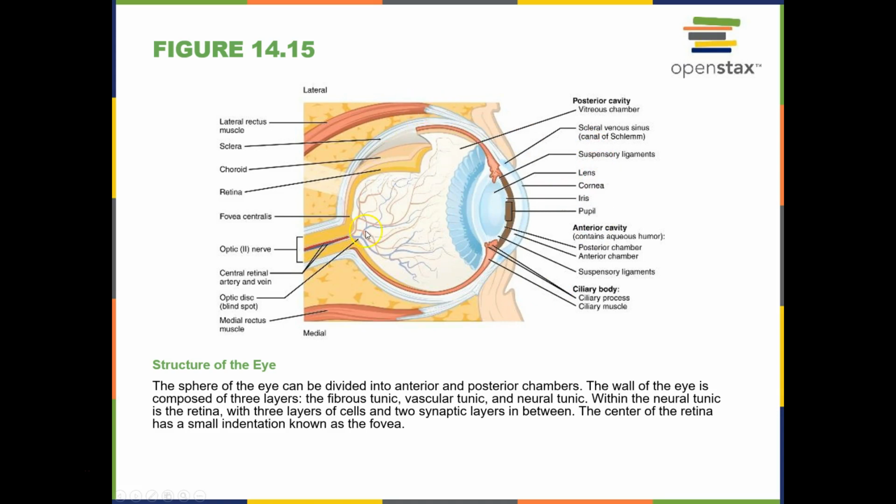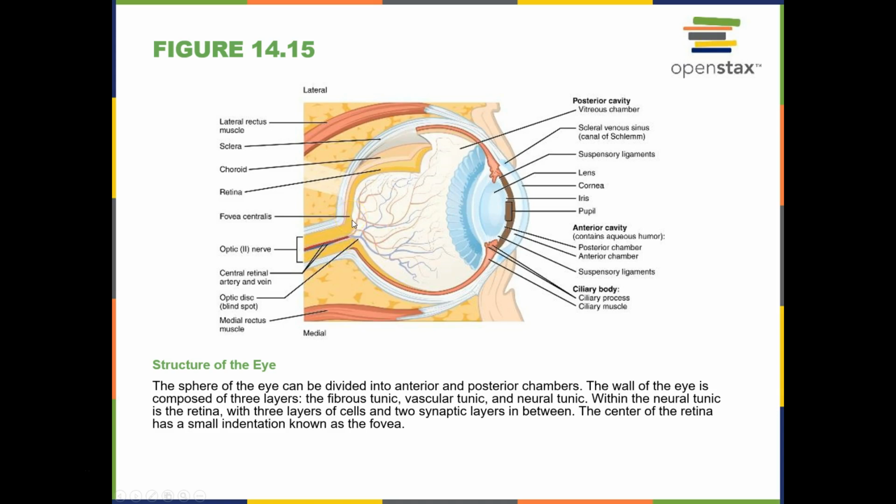This is just a figure from your textbook that shows all the different parts of the eye that I was talking about. I didn't talk about the optic nerve here. This is the optic nerve that leaves the back of the eye. Where the optic nerve leaves the back of the eye, there is a spot called the optic disc. The optic disc is also known as your blind spot, so this is where you have no rods or cones.